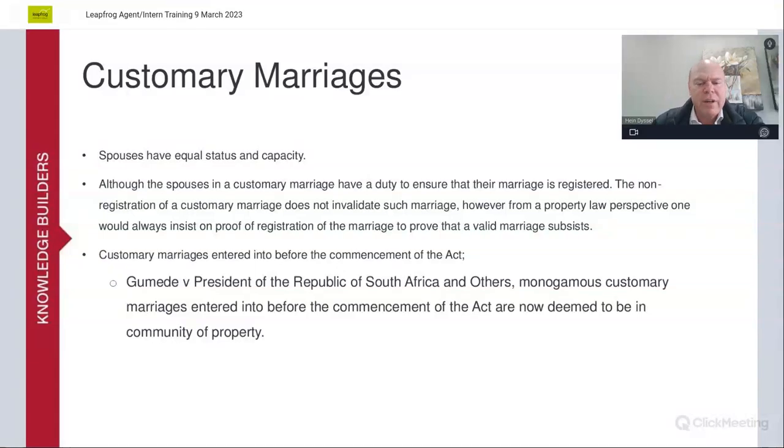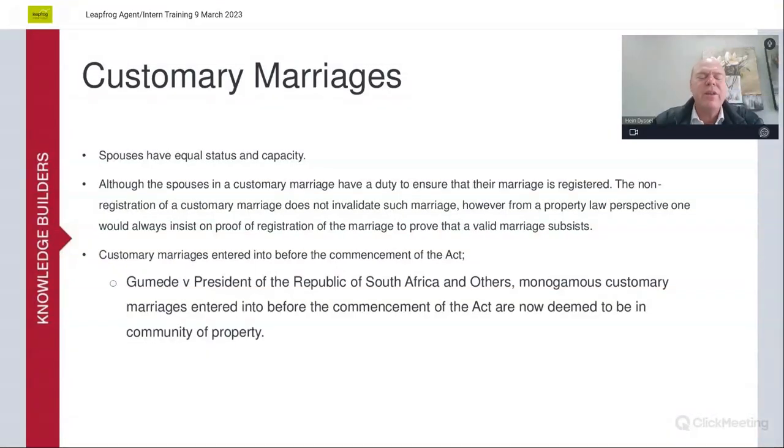But you have to register that marriage within 3 months after you got married. If you don't do it, it does not mean that the marriage doesn't exist or is null and void. Not at all. It is then just difficult to prove that you're married in terms of the Recognition of Customary Marriage Act.